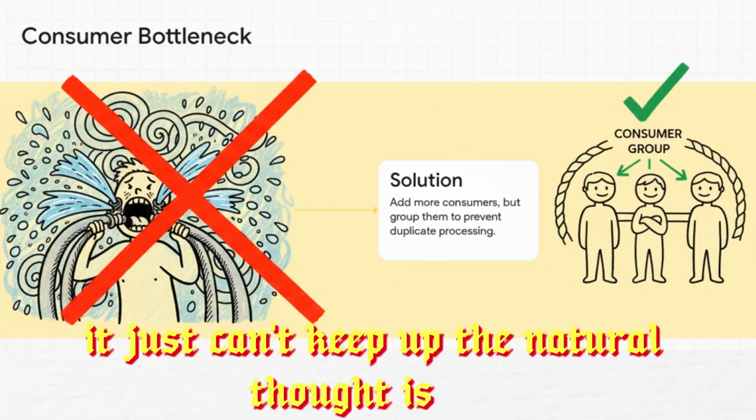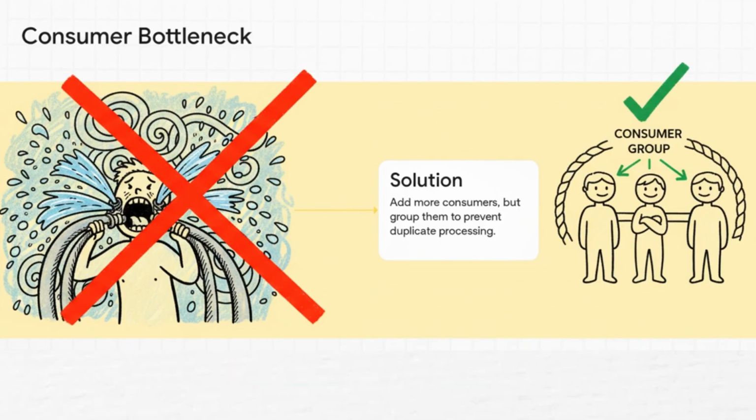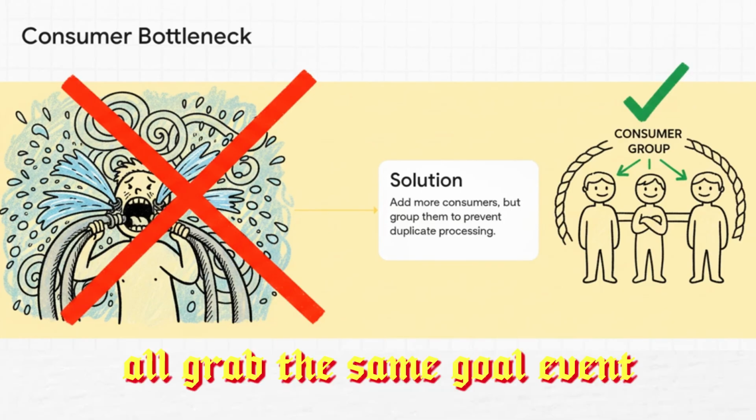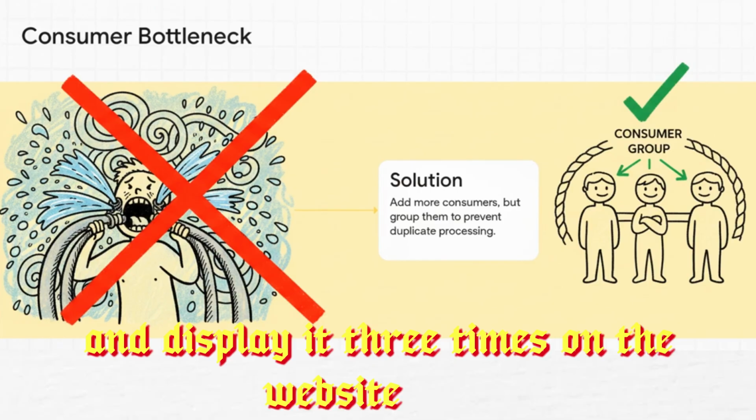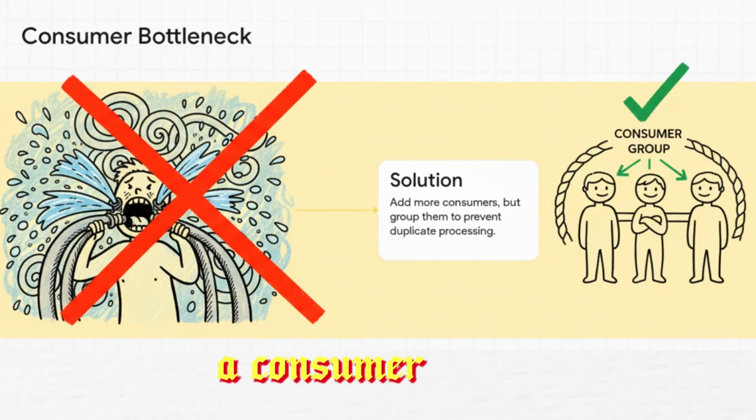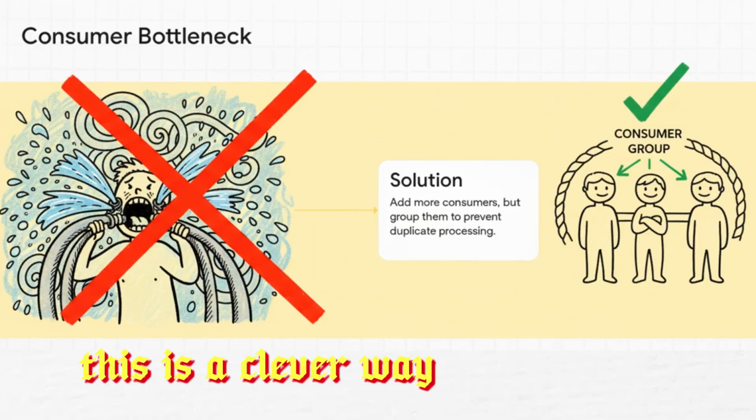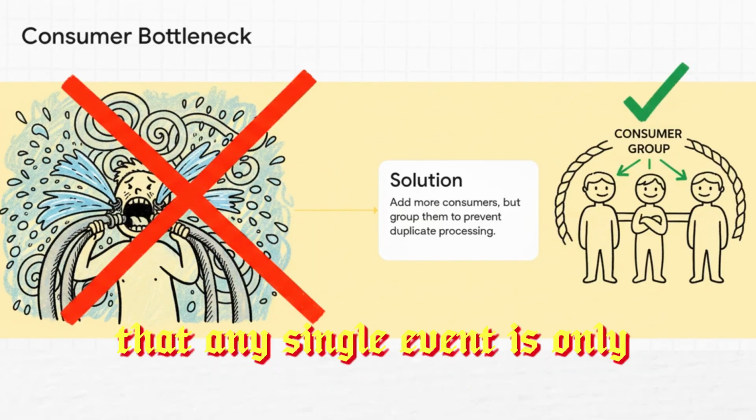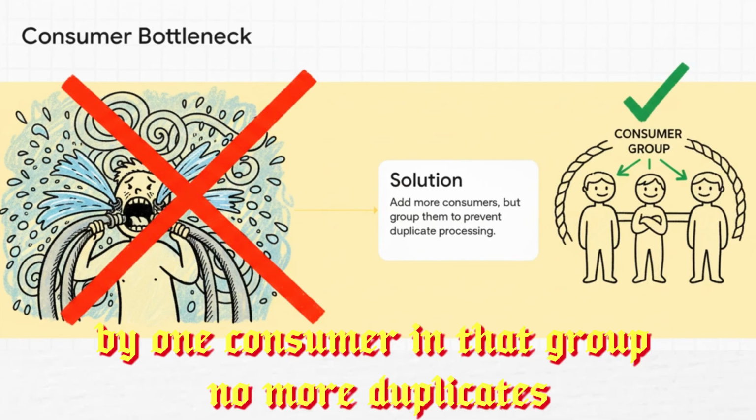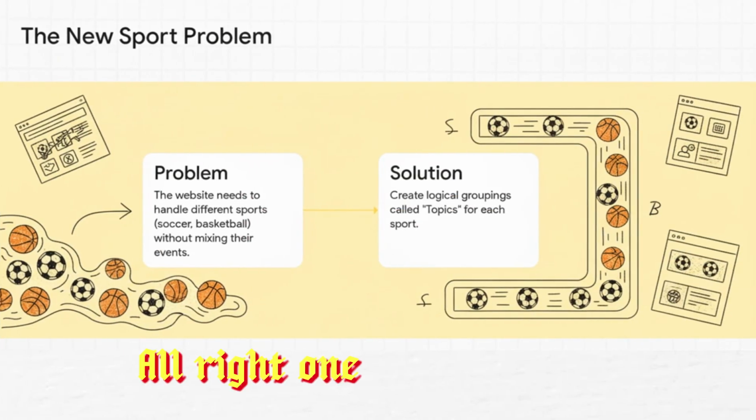The natural thought is, hey, let's just add more consumers. But if we do that, we could have 3 different consumers all grab the same goal event, and display it 3 times on the website. Yikes. The trick here is to group them into what's called a consumer group. This is a clever way to guarantee that any single event is only ever processed by one consumer in that group. No more duplicates.